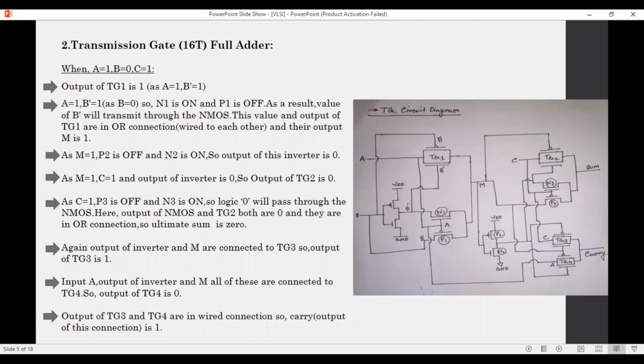Again, the output of the inverter and M are connected to TG3, so the output of TG3 is 1. Input A and the output of the inverter and M are all connected to TG4, so the output of TG4 is 0. The outputs of TG3 and TG4 are in wire connection, so the carry output of this connection is 1.